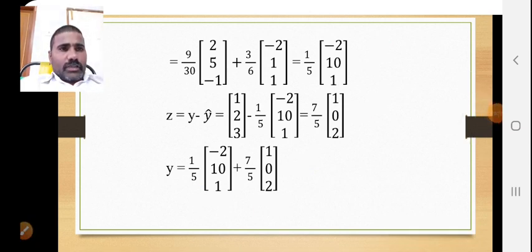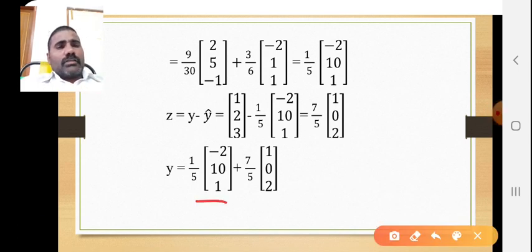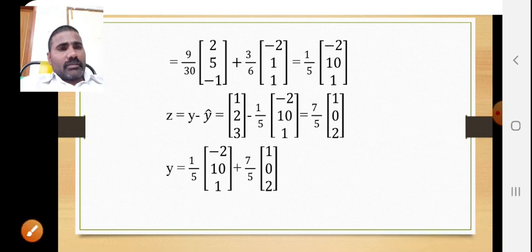Here we can easily observe that y is equal to y cap plus z, and these two are perpendicular to each other. This is perpendicular decomposition. We decompose y into two perpendicular vectors, y cap and z. If you multiply these two, minus 2 by 5 plus 7 by 5, minus 14 by 5, and the last one is plus 14 by 5. It will be 0. That's why these two are perpendicular vectors.